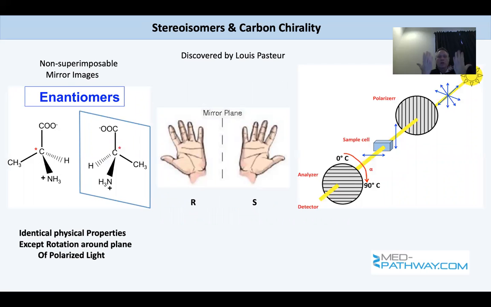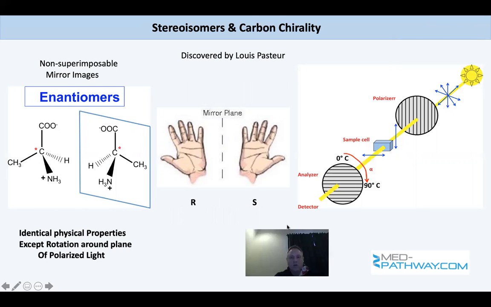So the simplest way to think of stereoisomers and carbon chirality is to look at your left and right hands. Your left and right hands are basically mirror images of each other. They're not superimposable upon each other. And what we can do is designate one as R and one as S, and we'll discuss that in a moment. This was discovered in the old days by Louis Pasteur. That's right, he wasn't just a biologist, he was actually trained as a chemist. And so non-superimposable mirror images are said to be enantiomers, okay?